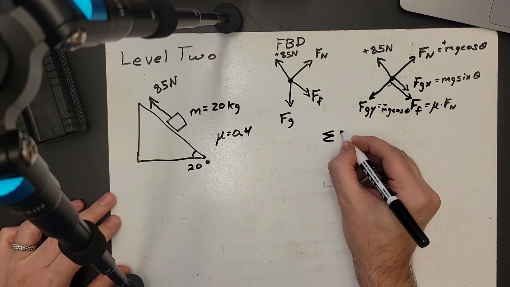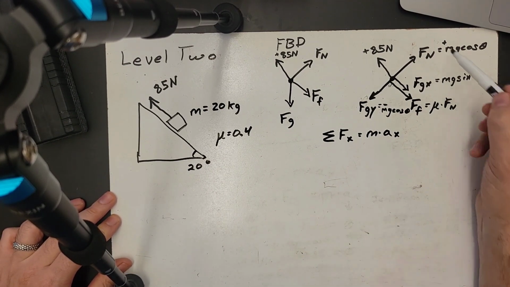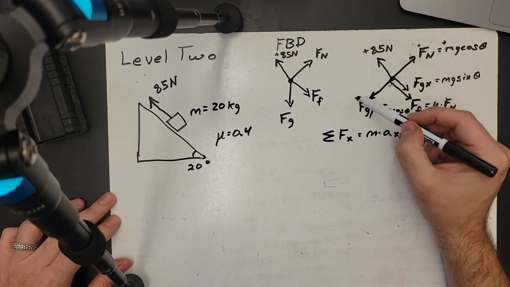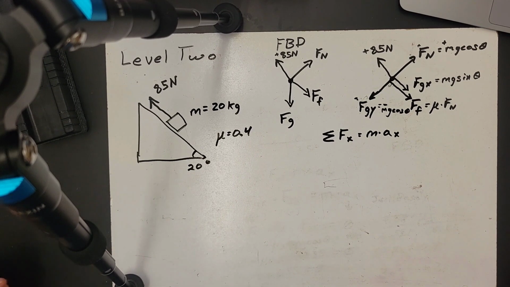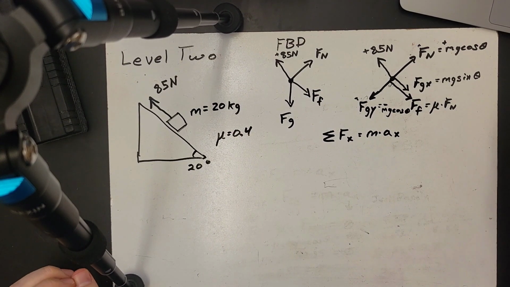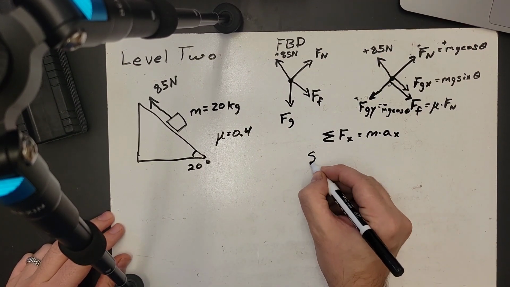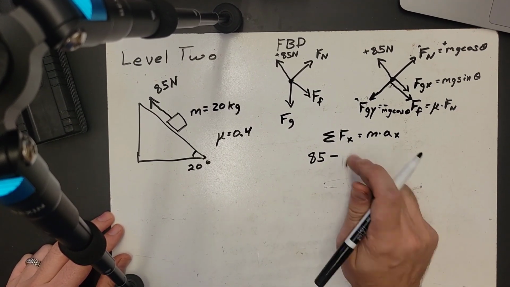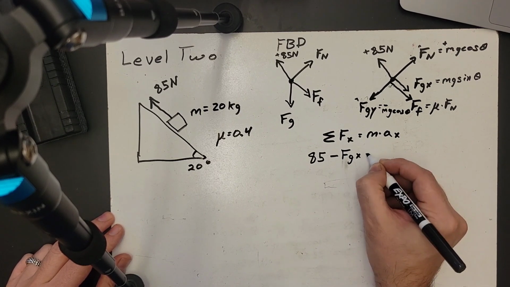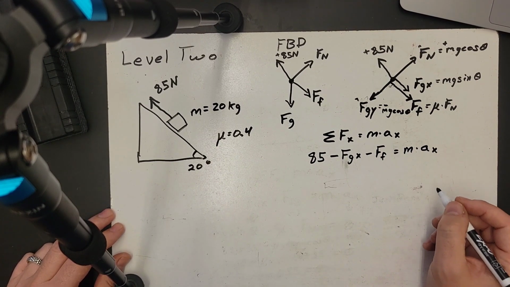Okay, well, sum of all forces in the x direction is going to equal mass times acceleration in the x direction. Why didn't I do y direction? Because I know these two got to cancel each other out already, so I'm just not worrying about it. Okay, again, I got to figure out what direction is the positive. In this one, it says that I am pushing it up the ramp. So I'm going to assume that up the ramp is positive, which means I got 85 newtons minus my FGX minus my friction.